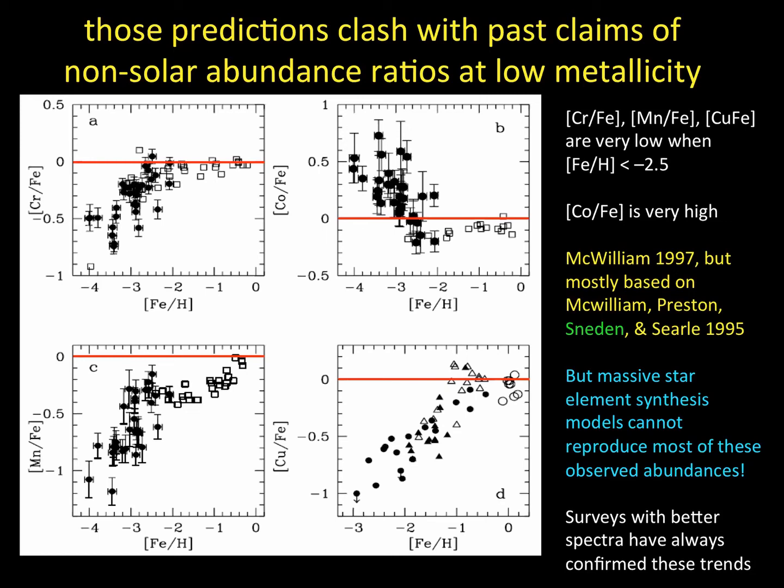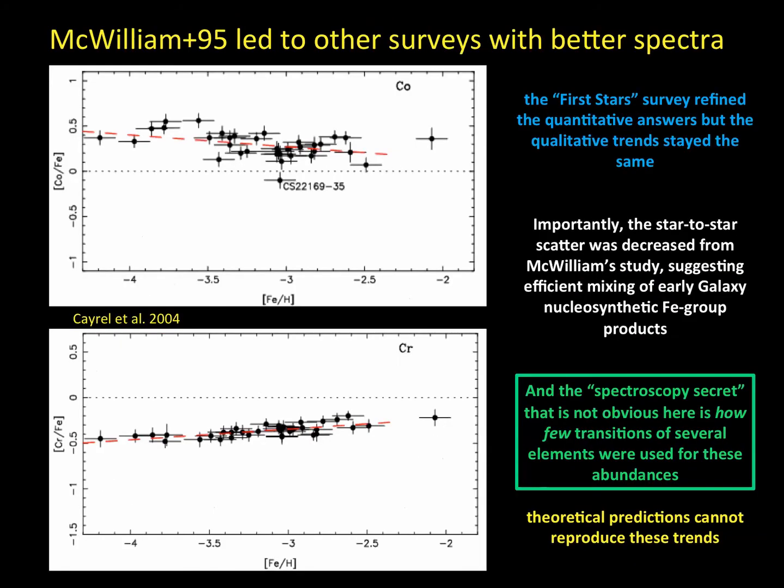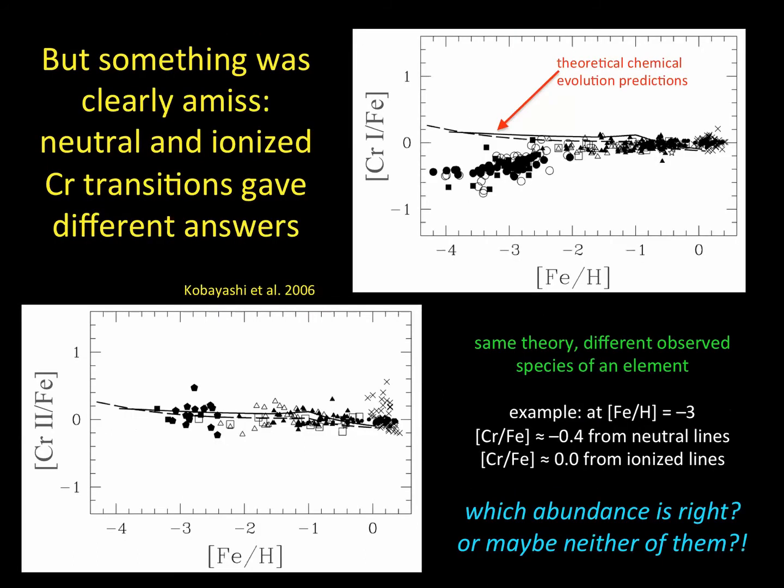Andy McWilliam published this figure in a 1997 review paper. And then the so-called First Stars group, Vanessa Hill, Roger Cayrel, the Spite group, folks like that, did a very nice job in getting much better spectra and doing a more careful analysis. But what they found was the same thing. They found large cobalt abundances in metal-poor stars and very low chromium. There was a problem, and Chiaki Kobayashi showed this in her 2006 paper right away.